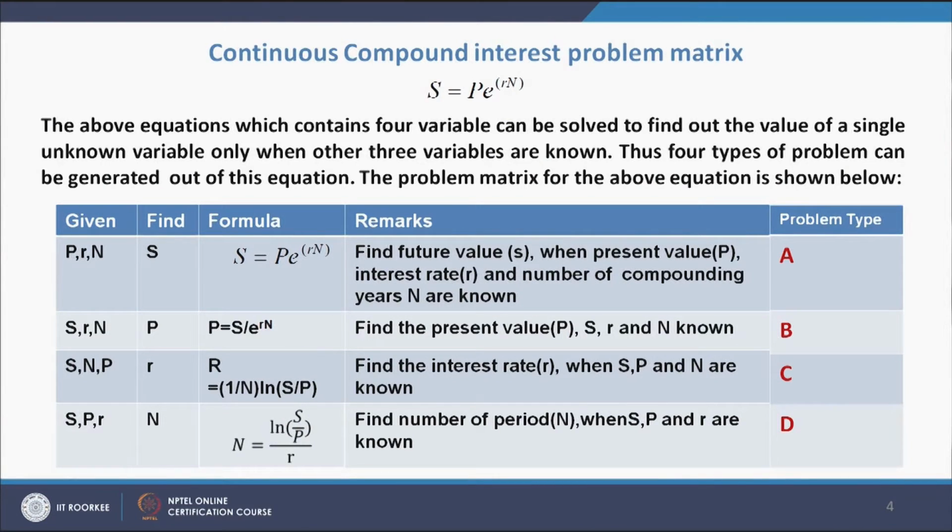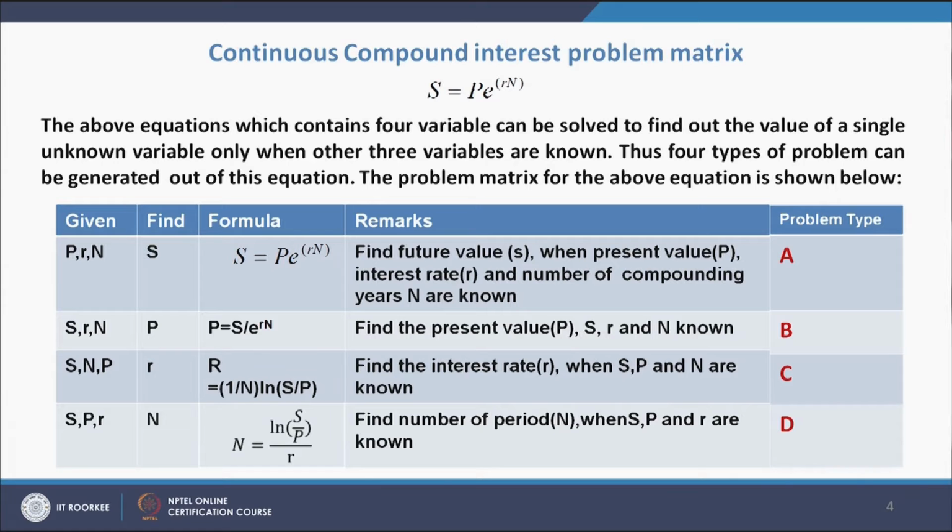Now, if P, R and n are given, we can find the value of S, where S is equal to P into e to the power Rn. In this case, we have to find the value of S, that is the future value, when present value P, interest rate R and number of compounding years n are known. This type of problem will be called problem type A.